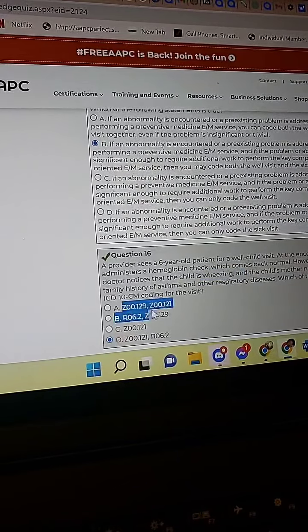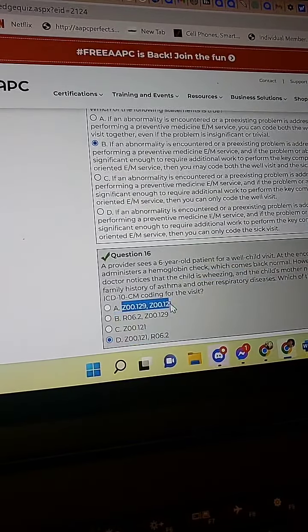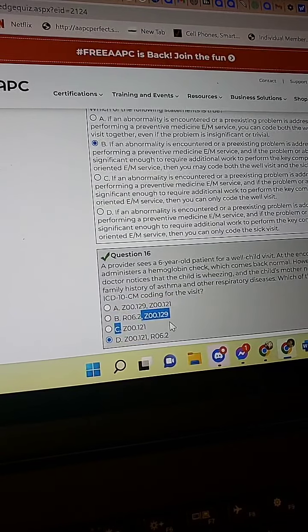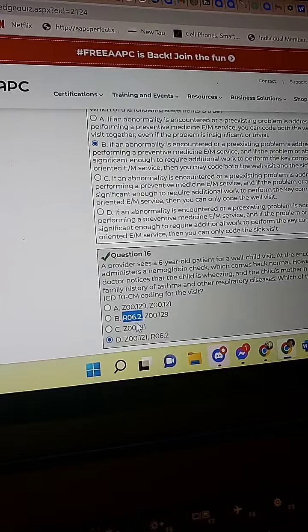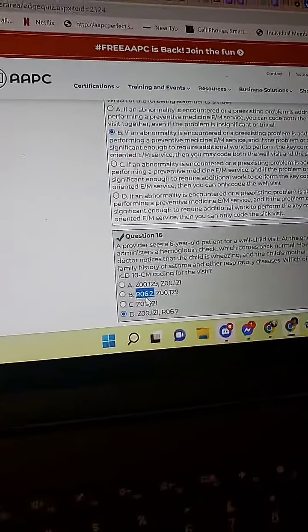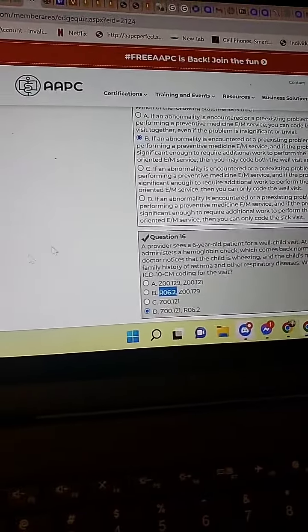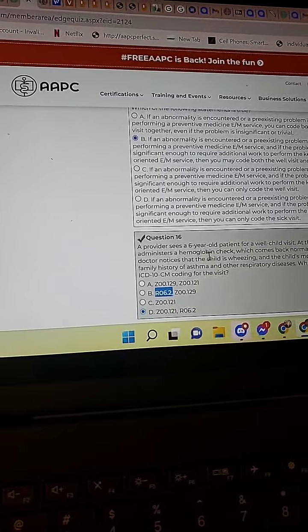Go find out why this is wrong. What wording is making it wrong? What guideline says we're not supposed to use the R code with the Z code? Because that is a symptom. We have a diagnosis. Those kind of things make a big difference. Which one goes first? Which one goes second? Learning all about all you can from these questions is super helpful.